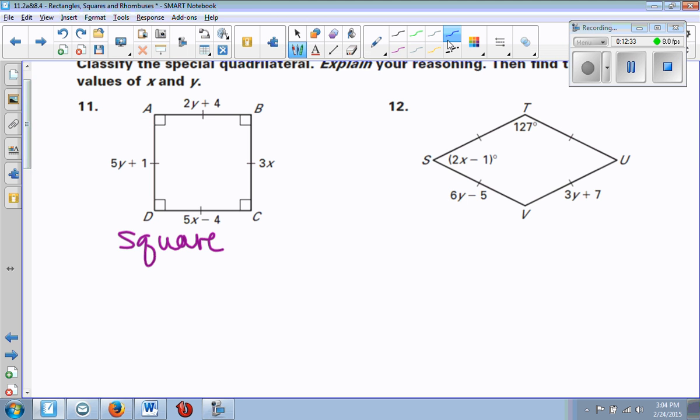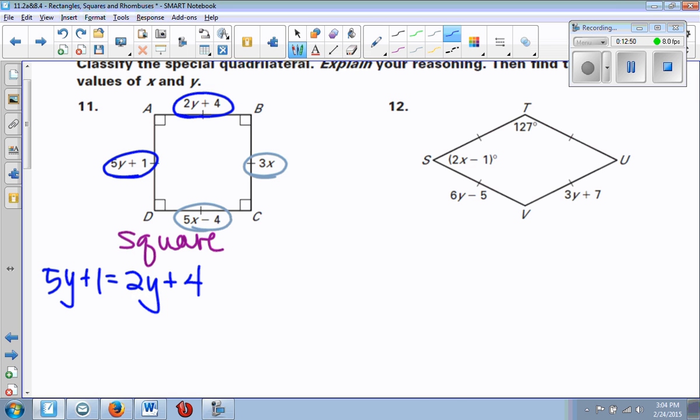So that means that all the sides are the same. My 2 sides here marked with y have to be the same. My 2 sides here marked with x have to be the same. So this is as simple as just setting them equal and solving for x and y.